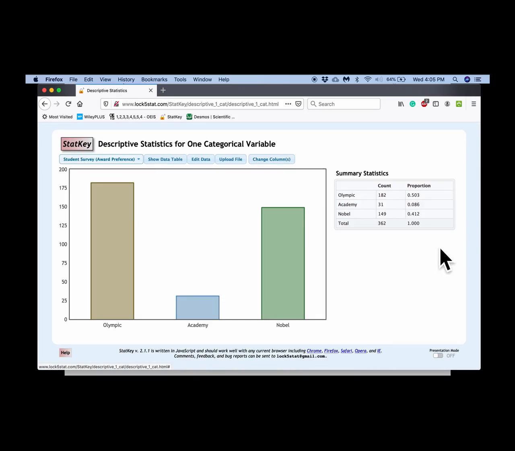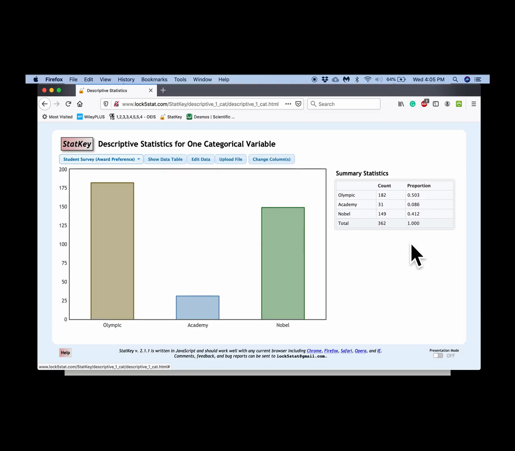The easiest way to get into this is just to go over to the table of summary statistics, and very quickly you can see that there were 362 total students involved in the survey, and their choices, the counts for their choices, are shown here in the column labeled count. So 182 chose the Olympic medal, 31 chose the Academy Award, and 149 chose the Nobel Prize.